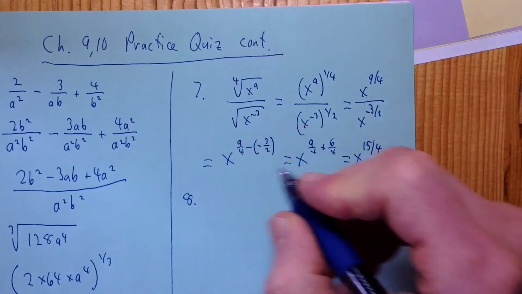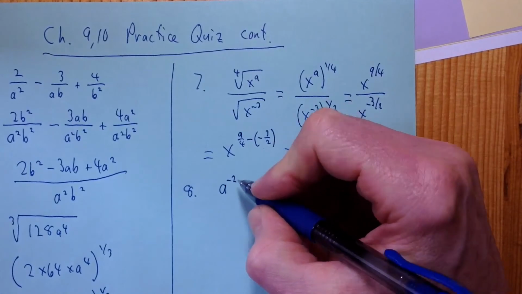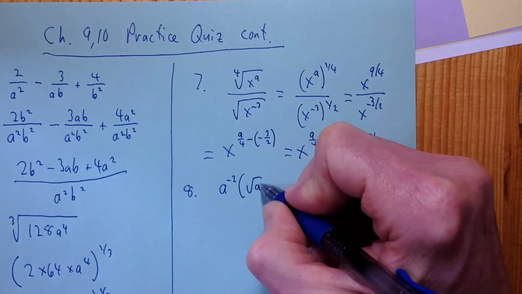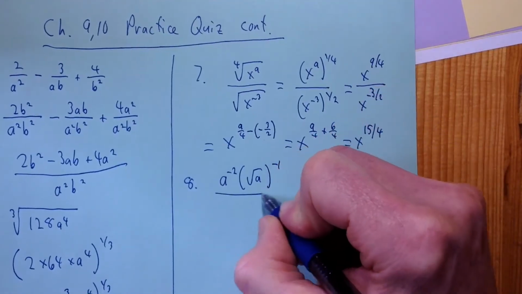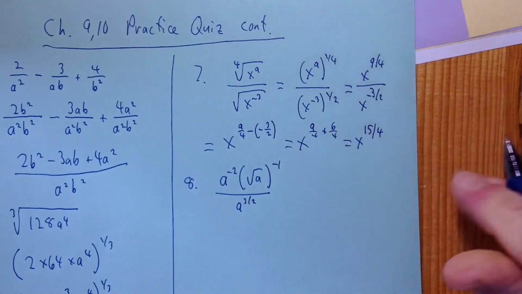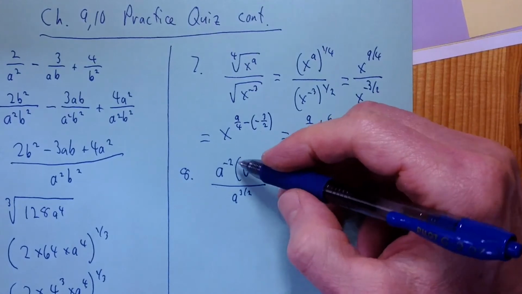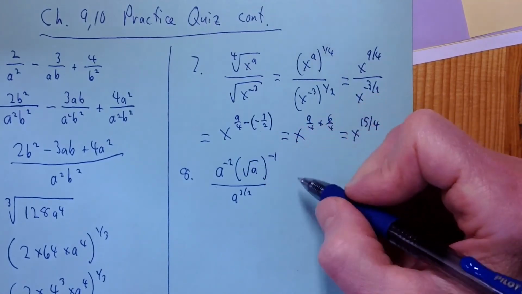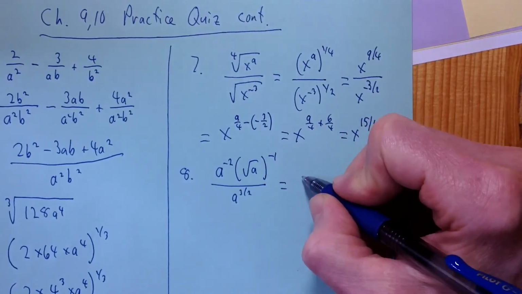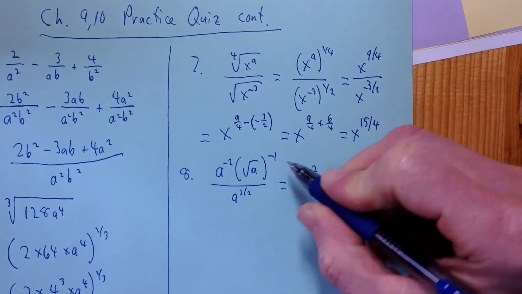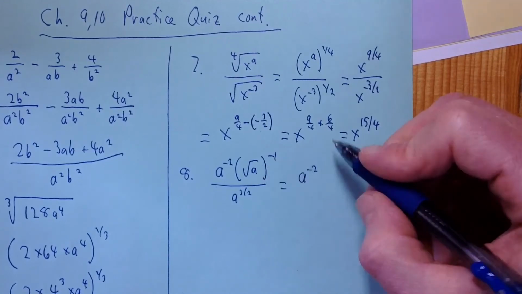Number 8 now. Same idea. We have some number a to the -2 times the square root of a to the -1 over a to the 3/2, and we want to write that as just a to a power because that's just darn ugly. So we do that. Again, let's get rid of all these things here. Let's just write it all as a to the power. So that's equal to a to the -2 times square root of a, which is a to the 1/2, to the -1.